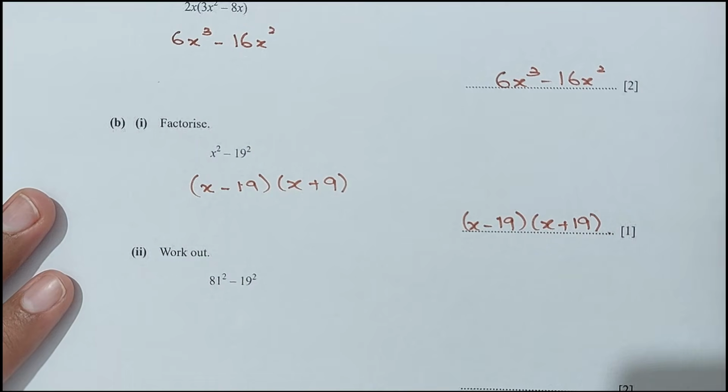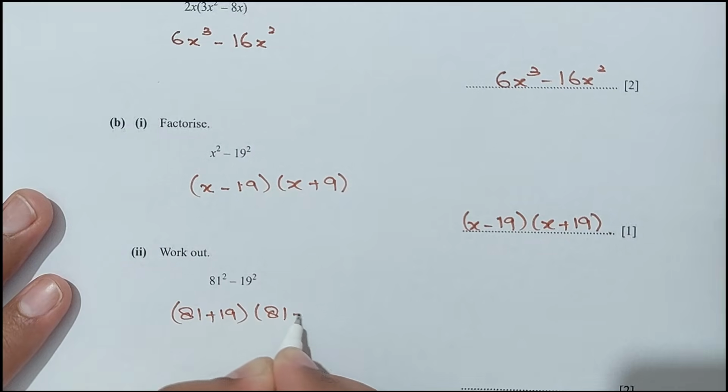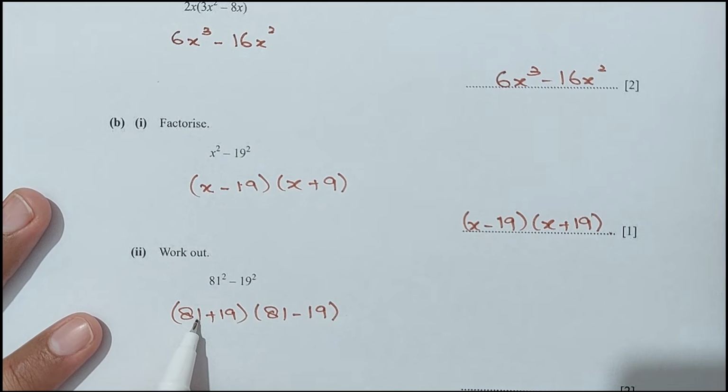Second part, work out 81 square minus 19 square. So this is pretty simple. 81 plus 19 and 81 minus 19. Okay, so in 81, if we add 19, 9 plus 1 is 10, 8 plus 1 is 9, 10, it's 100.